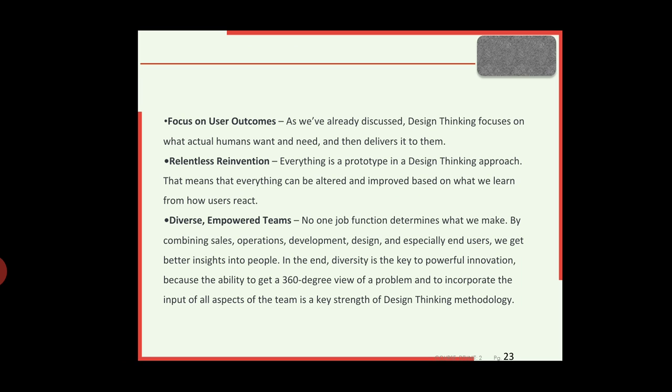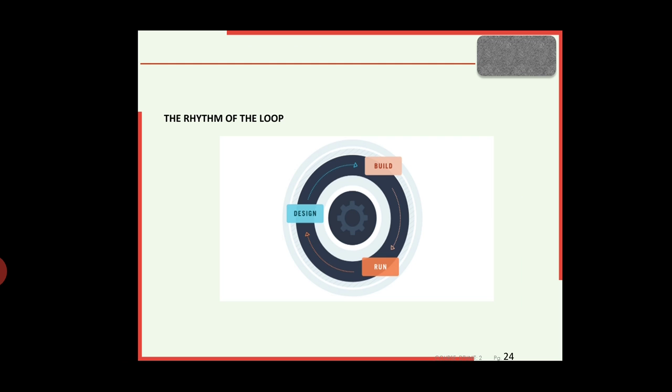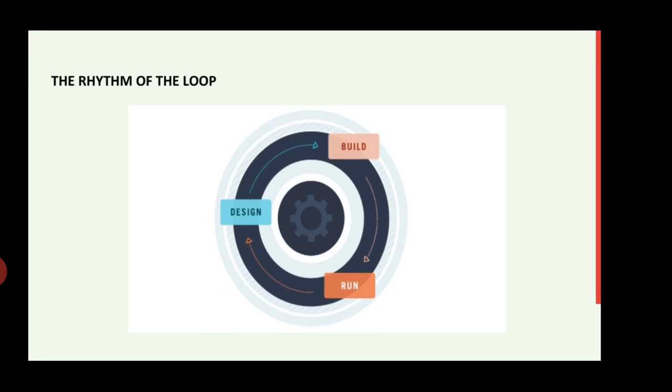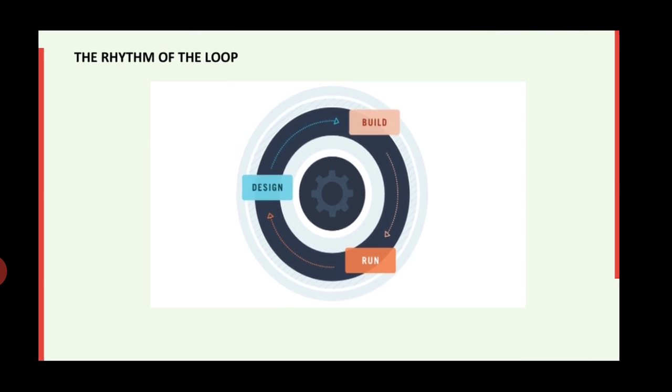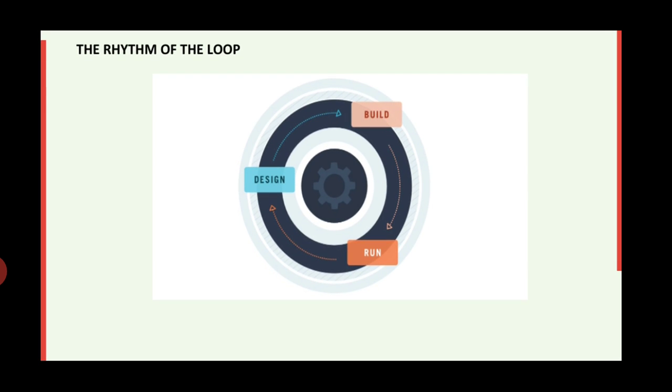It is the concept of the principles of design thinking. Okay, we have to learn the guiding principles also. What is the rhythm of the loop? Now we can see the rhythm of the loop, how we want to design, how we want to run a particular product and how we want to build. Look at this diagram carefully, otherwise we can't understand these concepts again and again. This is nothing but the rhythm of the loop.